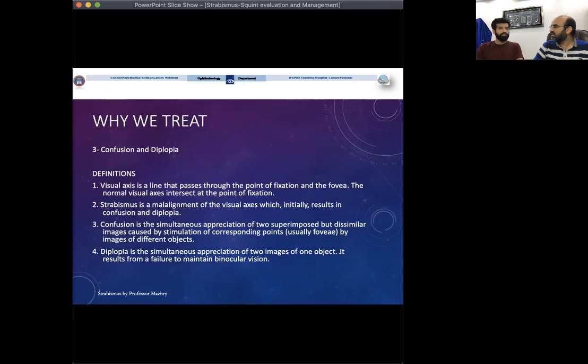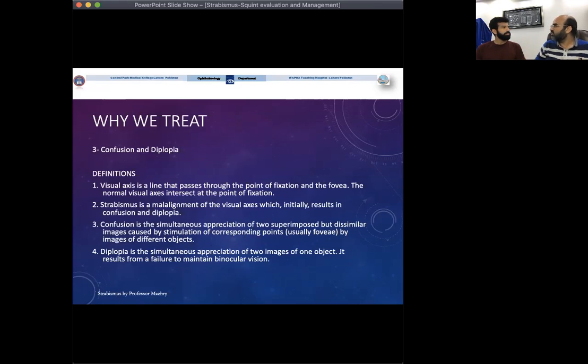Here, confusion and diplopia is important. And it is entirely a full lecture, which is about retinal correspondence and anomalous retinal correspondence. I think it is beyond the scope of undergraduate level to go into that detail. But you only remember that confusion is the simultaneous appreciation of two superimposed but dissimilar images caused by stimulation of corresponding points by images of different objects.